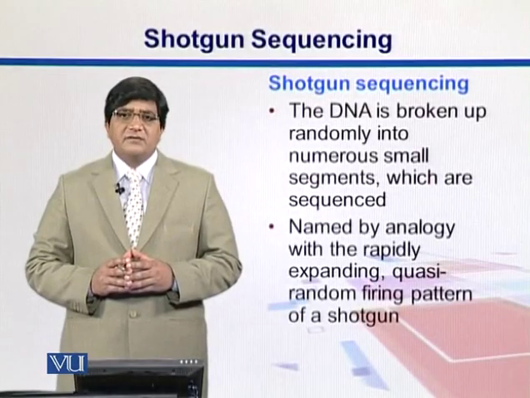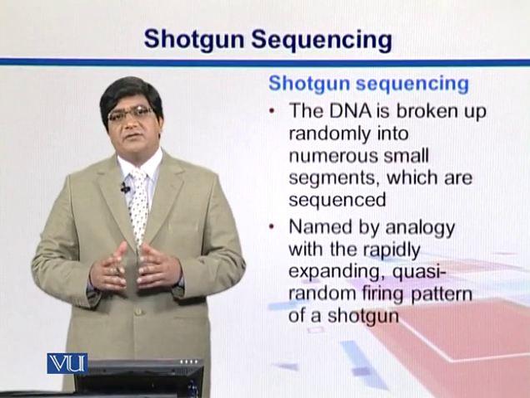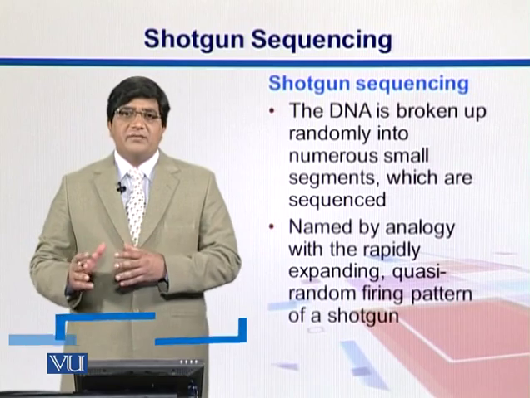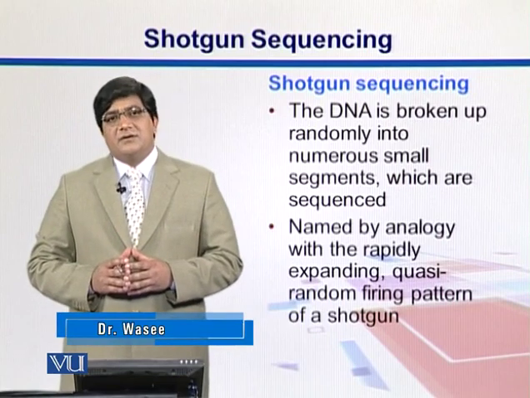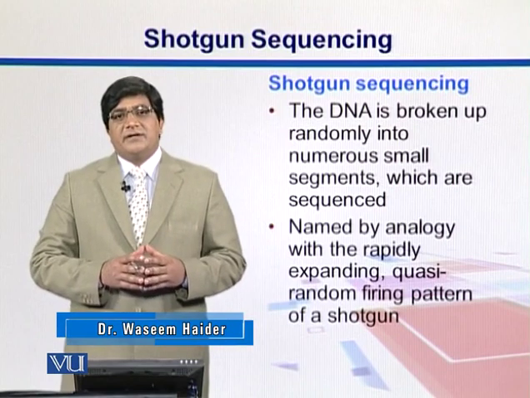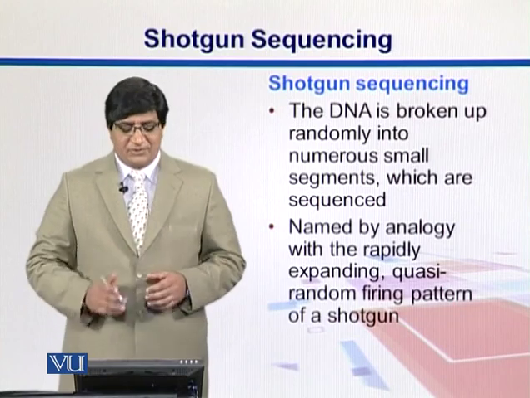Shotgun sequencing is a sequencing technique, kind of a methodology, in which we break up the DNA into short fragments and then sequence them. It's called shotgun sequencing because of an analogy with the random firing patterns of a shotgun.